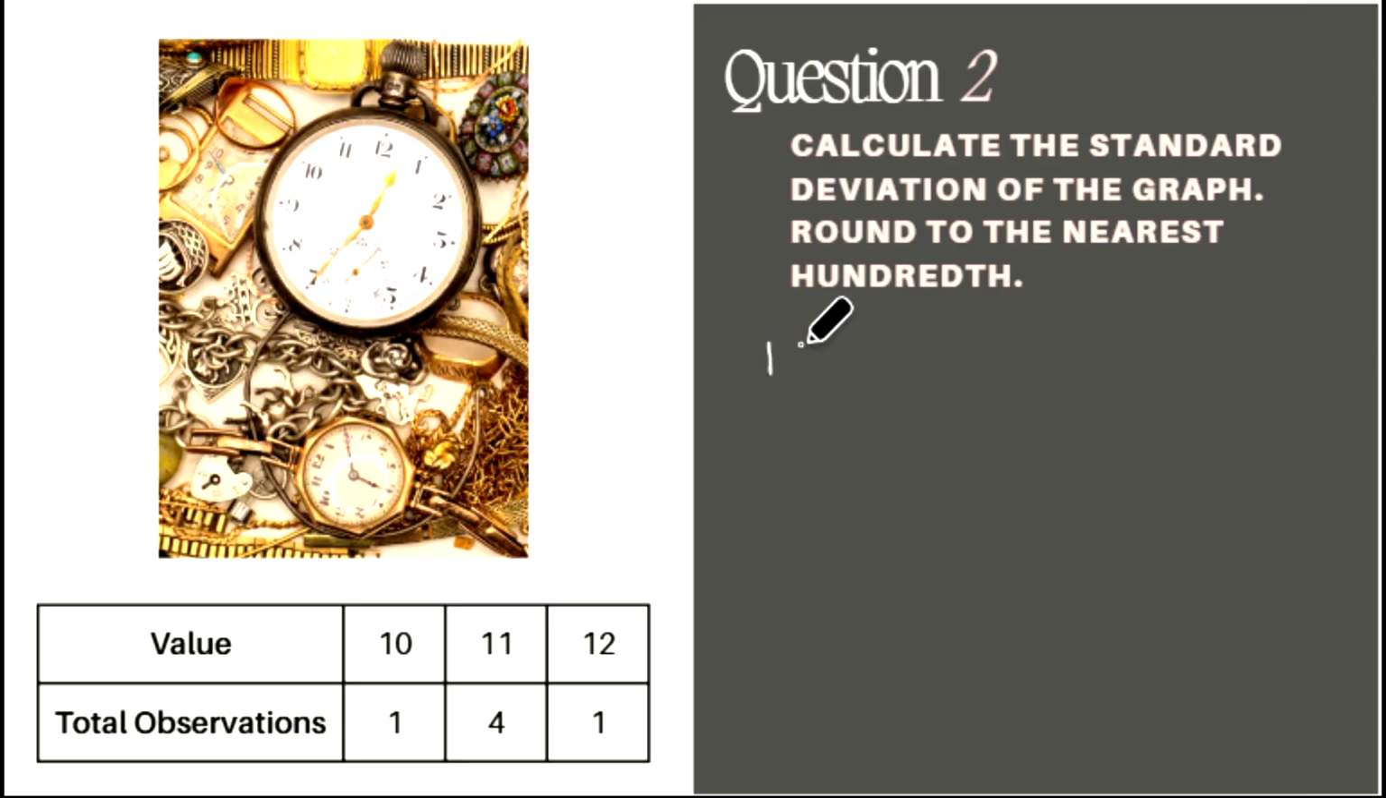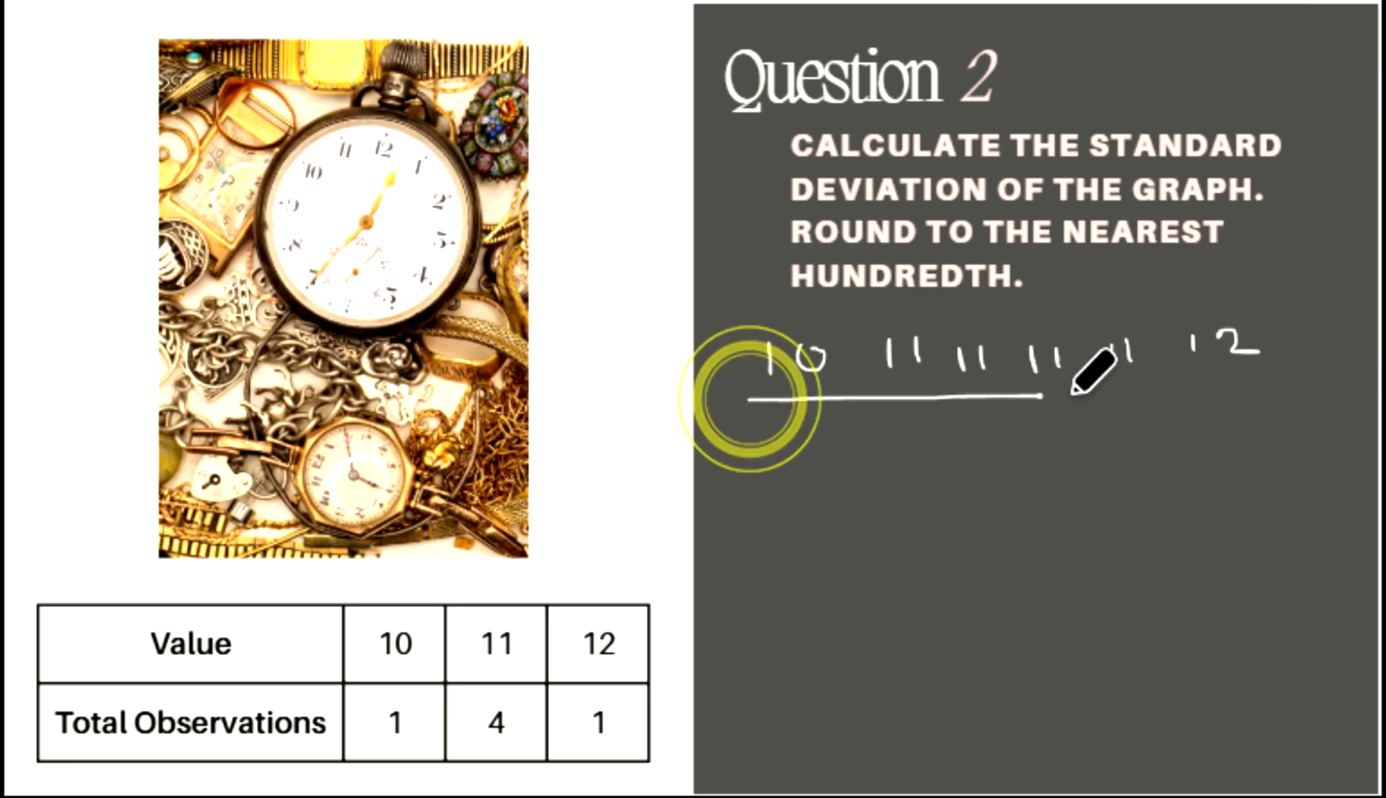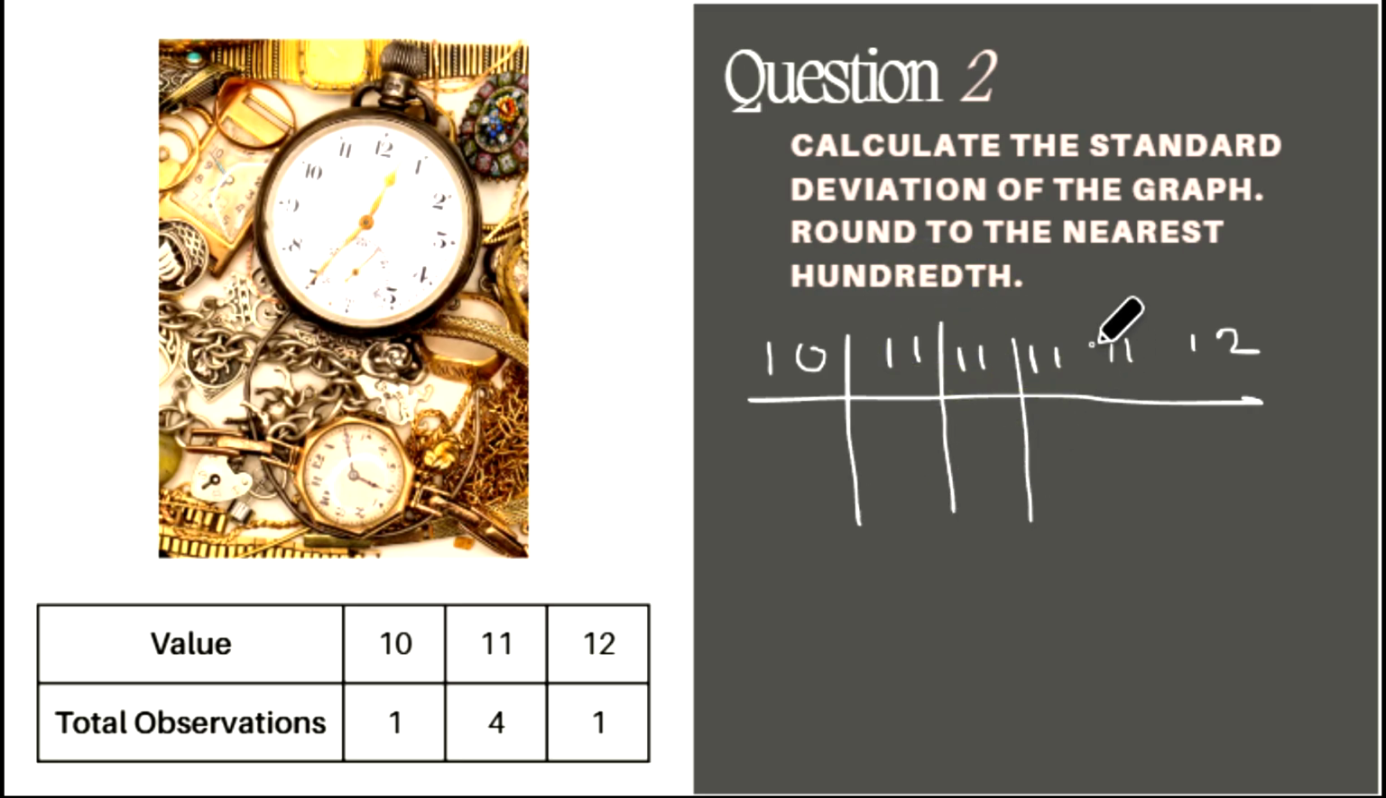So I'm going to go 10, 11, 11, 11, 11, because it has 4 times that it's showing up, and then 12. This is going to be the beginning of our big table of information. And in our little formula, mean is represented by x with a line over the top. So let's figure that out. We have 10 plus 11 plus 11 plus 11 plus 11 plus 12 gives us 66, divided by 1, 2, 3, 4, 5, 6. Divided by 6 gives us a mean of 11.